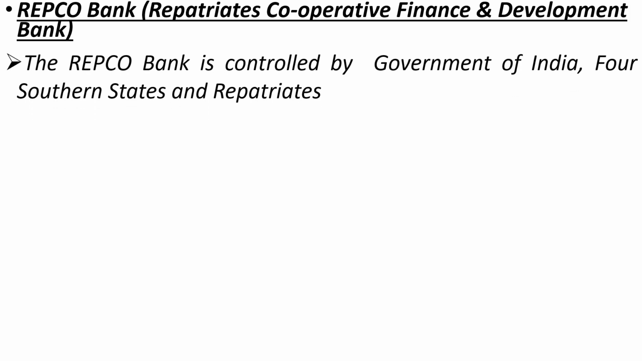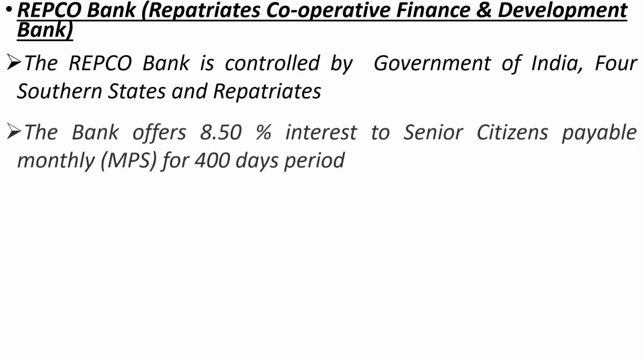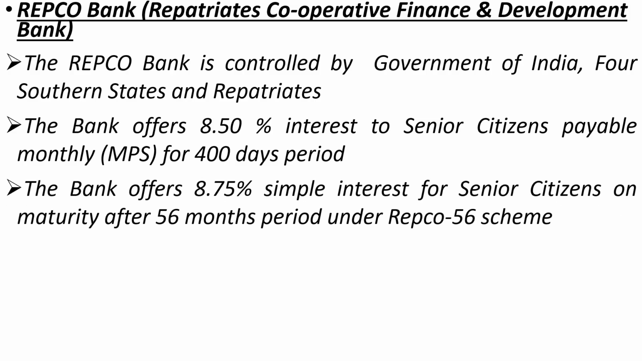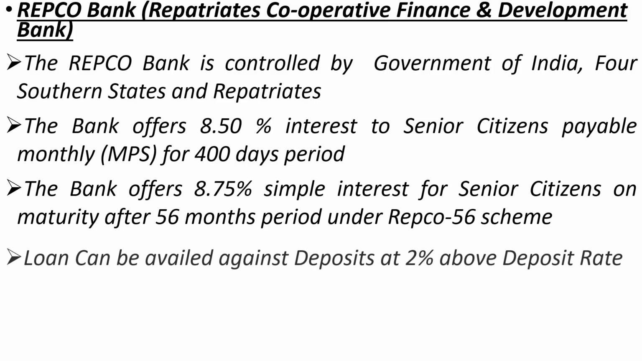Investment in fixed deposits of Repco Bank, Repatriates Cooperative Finance and Development Bank. The Repco Bank is controlled by the Government of India, 4 southern states and repatriates. The bank offers 8.5% interest to senior citizens payable monthly for a 400 days period. The bank offers 8.75% simple interest for senior citizens on maturity after a 56 months period under the Repco 56 scheme.